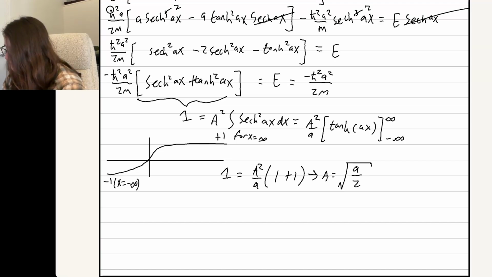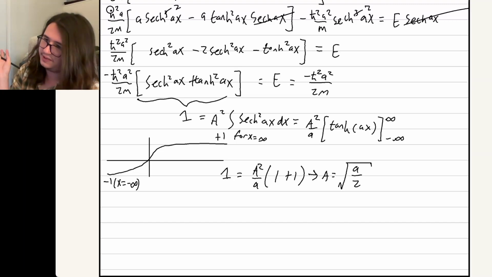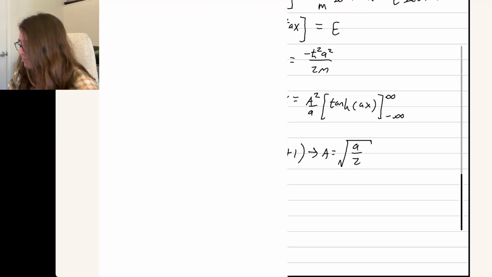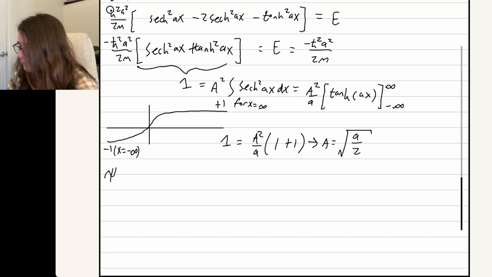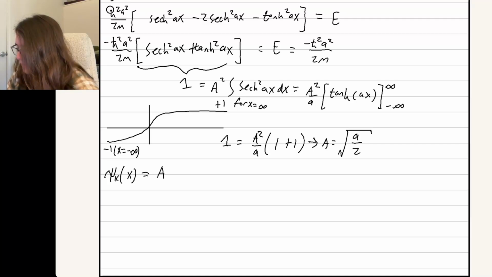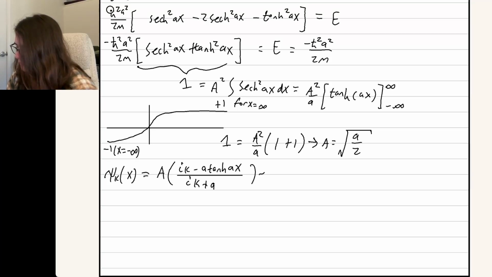So the next bit now has nothing to do with that. Griffiths gives us a new wave function, psi sub k of x, which is A times ik minus a tanh ax over ik plus a, times e to the ikx, where k is defined like root 2mE over h bar.